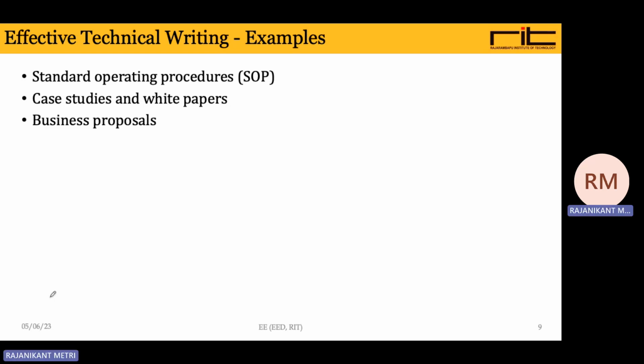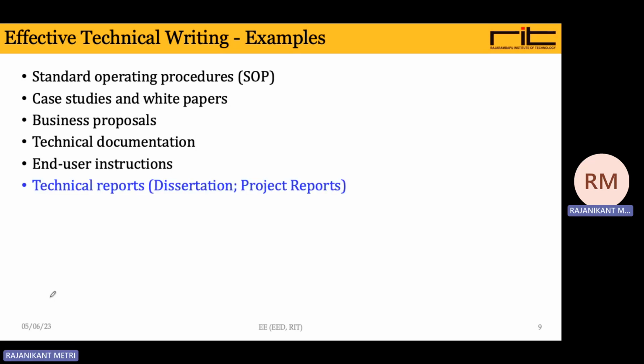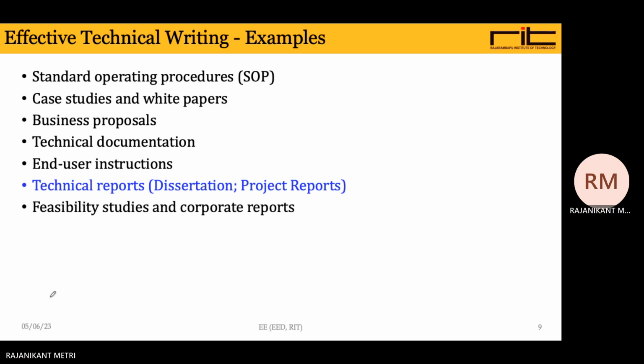There are business proposals. These are also one kind of technical writing. Technical documentation: say a particular machine is installed, then the technical details of that particular machine can be prepared in a document. So those are technical documents. End user instructions, technical reports. These are reports like dissertation reports, project reports, mini project reports, feasibility studies and corporate reports.